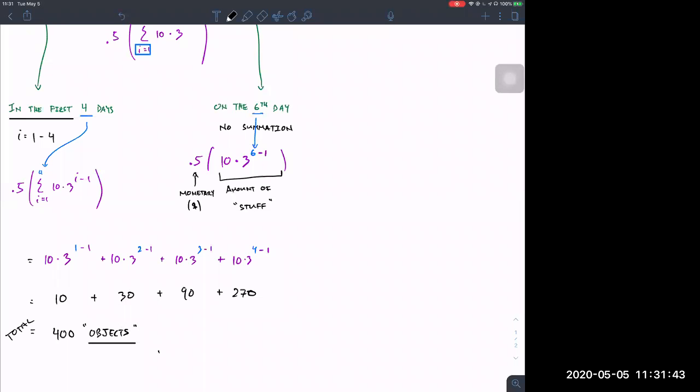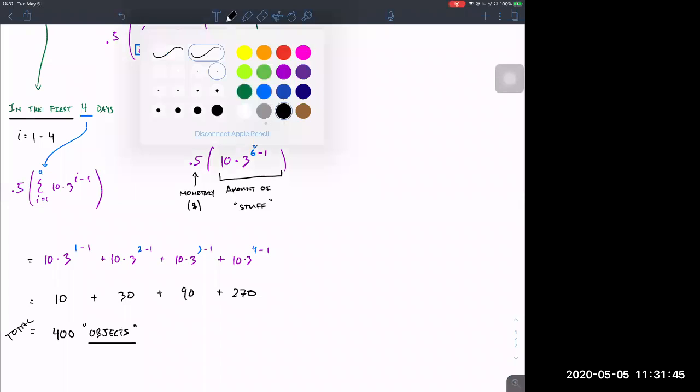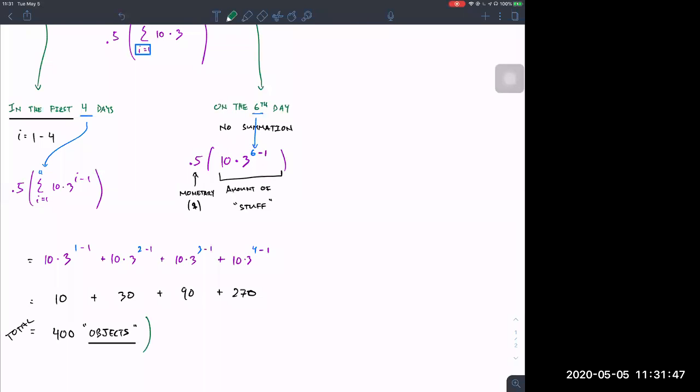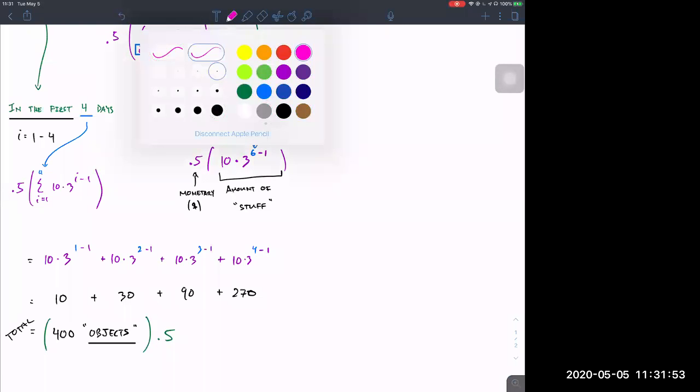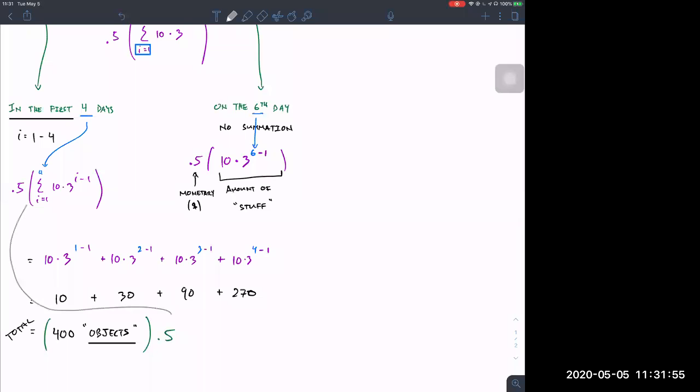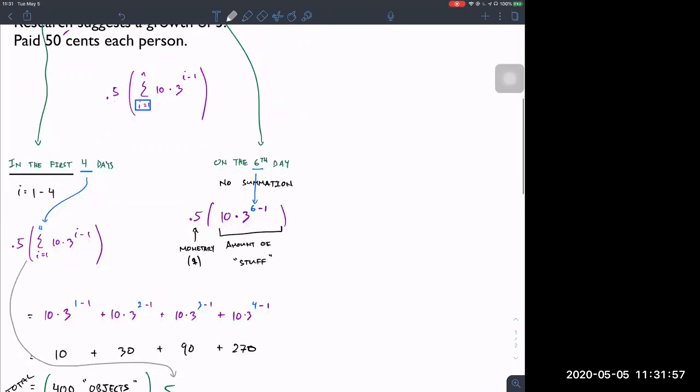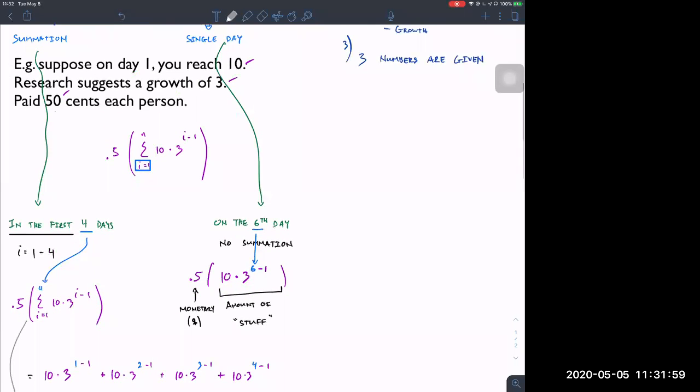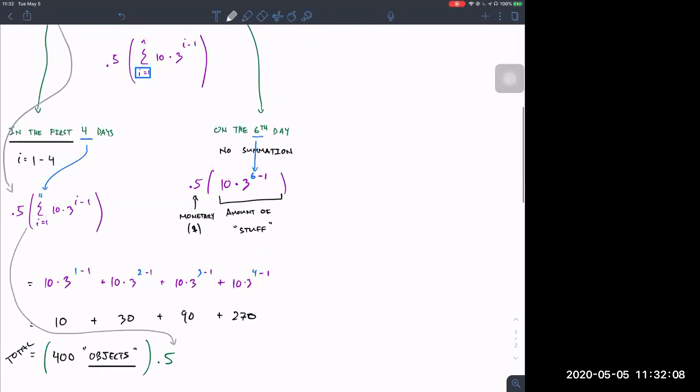Now, to get that for a monetary value, you have to multiply this by 0.5. Where did 0.5 come from? It came from here. And how did you know it was 0.5 right here? It is what you were paid right here, right? Everything will always correspond to some detail. So you'll never have to make up anything on your own. Details will always be given.